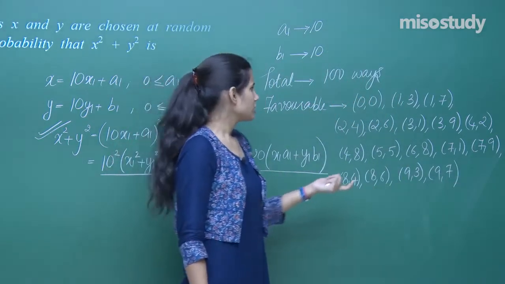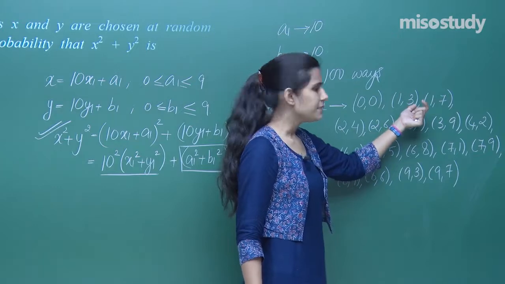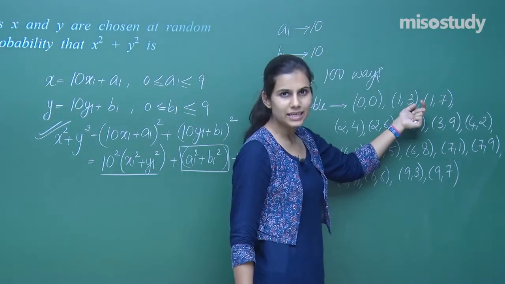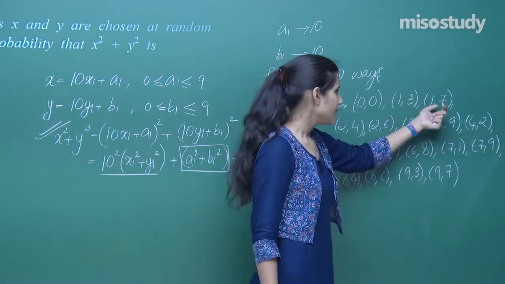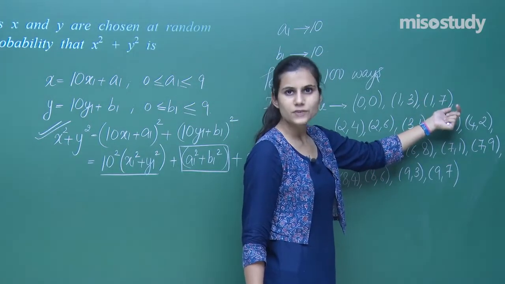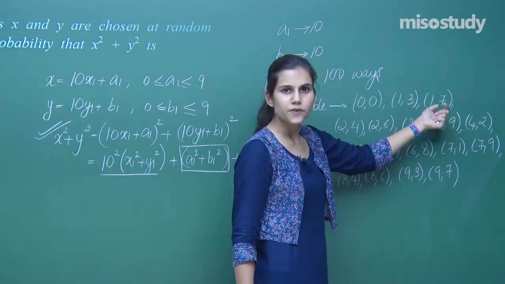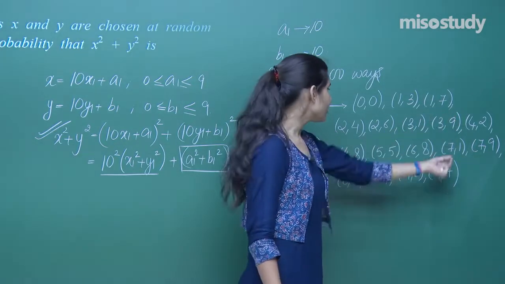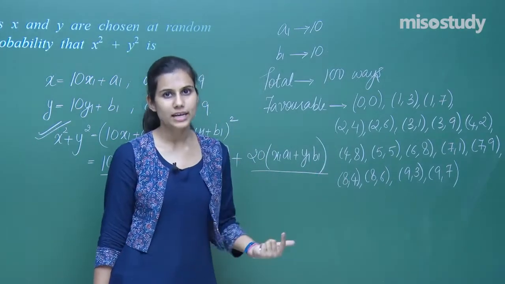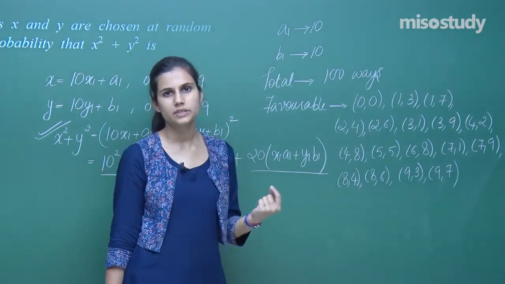Why? Because for example, if A1 is 1 and B1 is 3, then A1 square plus B1 square is 1 plus 9, that is 10, divisible by 10. If A1 is 1 and B1 is 7, 7 square is 49, 49 plus 1 is 50, divisible by 10. So these are all the possible values of A1 and B1 ranging from 0 to 9 such that A1 square plus B1 square is divisible by 10.